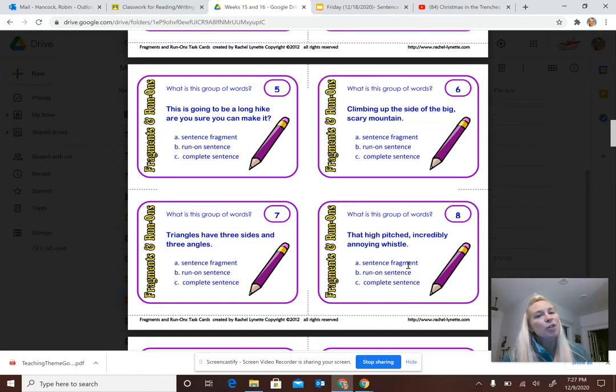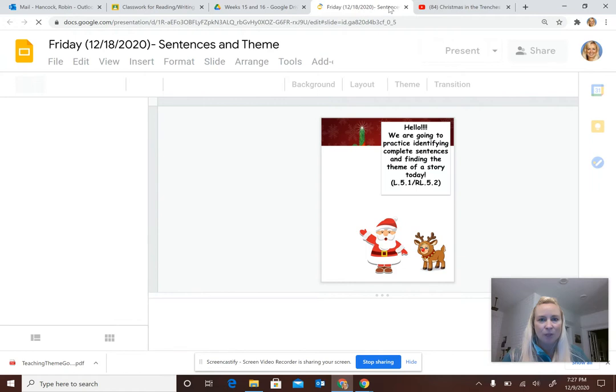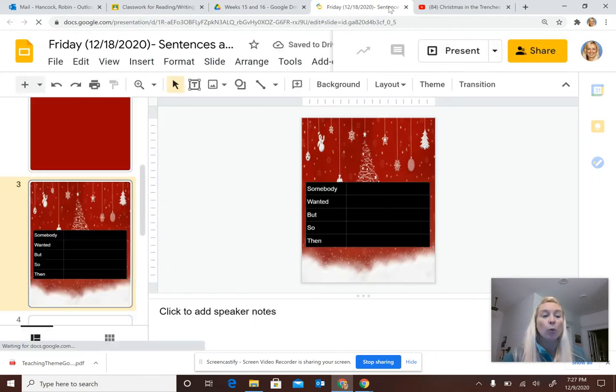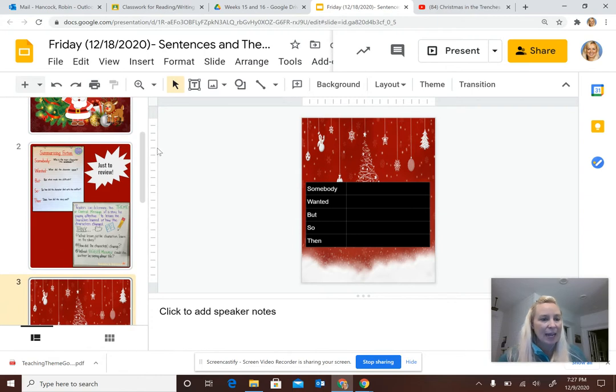Okay, we'll talk more about sentences after your Christmas break. But right now, I'm going to move on to theme and summarizing. So we started yesterday. Well, we continued with theme, I should say. But what I've been asking you to do is find the theme of passages and evidence to support those themes.